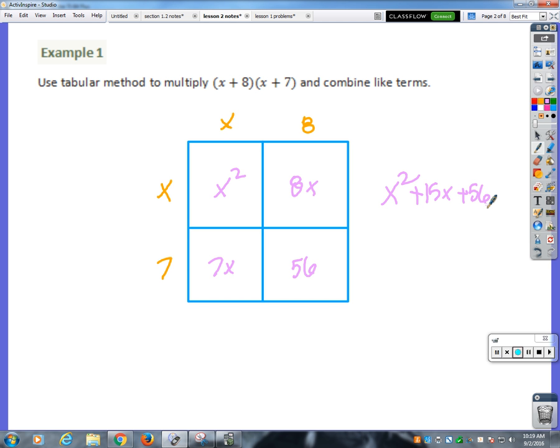So you could also do this by going first times first, and that gives you this x squared. Outside times outside is the 7x. Inside times inside is the 8x. And last times last is 56. So it's just sort of a different way to organize that. Okay? We good? All right.